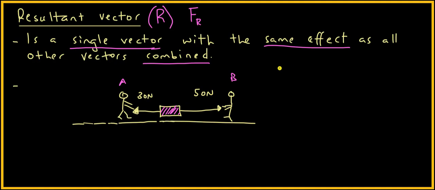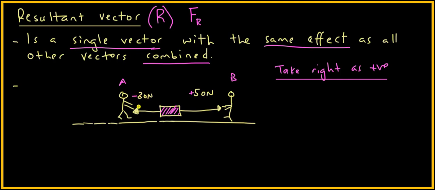We need to choose one direction as positive. So we can take right as positive. It means that any vector acting to the right is positive, and any vector acting to the left would be negative. So this vector here is positive since it's acting to the right. This vector will be negative since it's acting to the left.